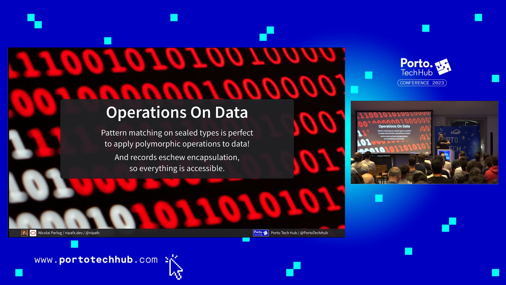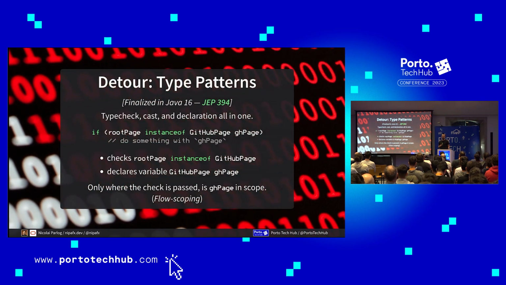The other aspect is that records do not insist on encapsulation. Right? Records allow easy access to all internal data, so everything that we need, we can access. That's the second pillar here. Again, we're going to see how that works out. Let's start by working our way towards pattern matching. Let's start with type patterns.